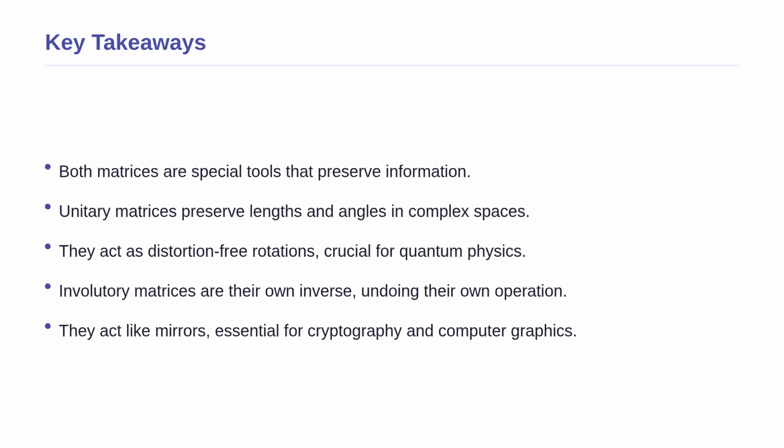On the other hand, an involutory matrix is its own inverse. It acts like a mirror that completely undoes its own operation when applied twice in a row, which is incredibly useful in cryptography. You have now mastered the foundational math behind these powerful matrices. Great job!